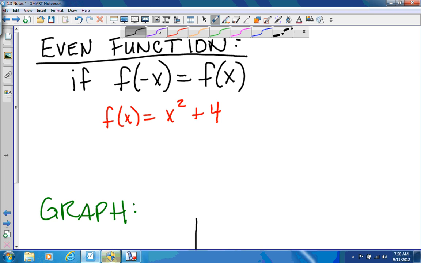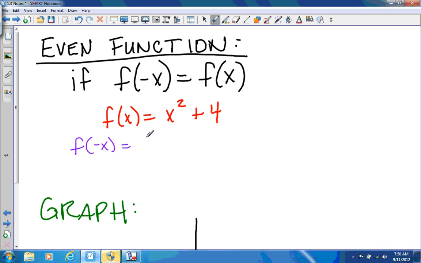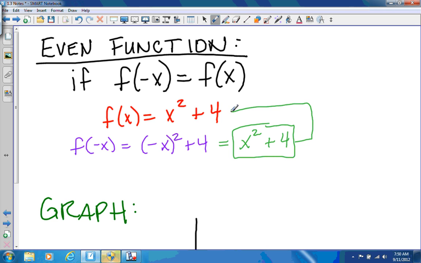To show you how this works, take this function, and if you figure out what f of -x is, you would get (-x) squared plus 4. Simplifying this, (-x) squared is the same as x squared, because when you square a negative you get a positive, and you get x squared plus 4. Since this and that are exactly the same, it is an even function.